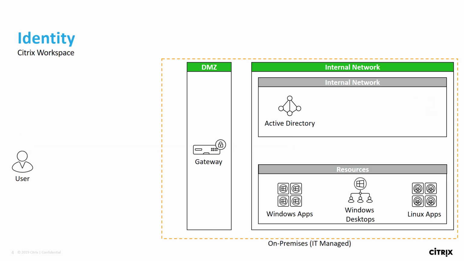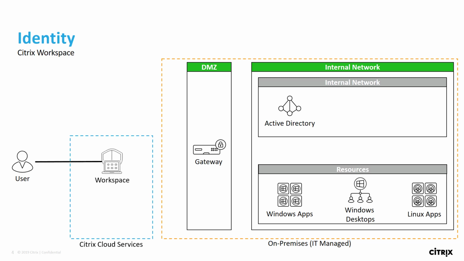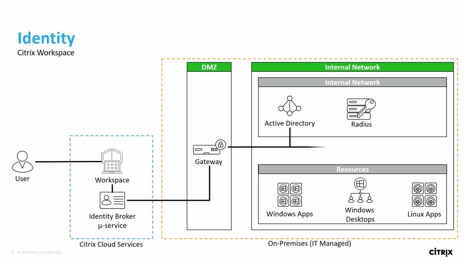When we integrate this environment with Citrix Workspace, the user authenticates to Workspace. At that point, Workspace uses the Identity Broker microservice to redirect the authentication request to the on-premises gateway. From there, the user can log in with Active Directory plus Radius, Active Directory plus certificates, or any of the other authentication options available within Gateway.